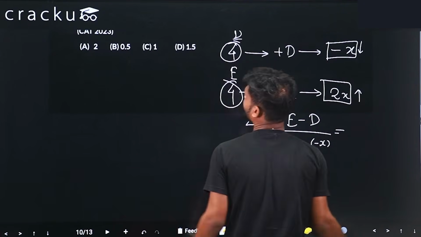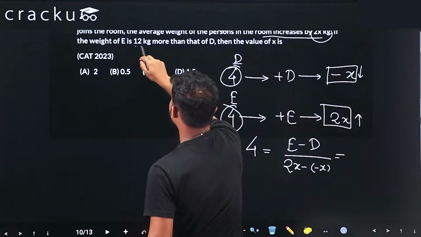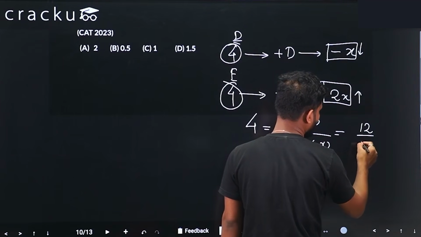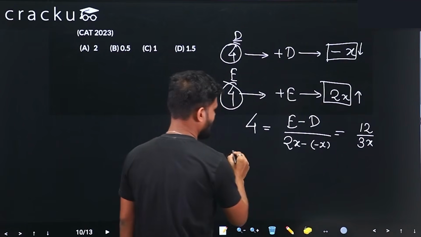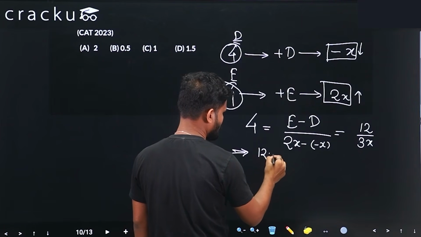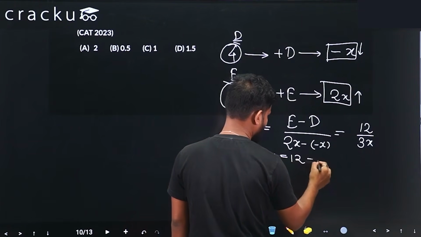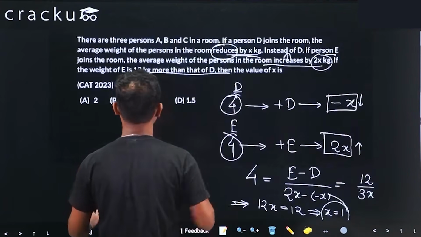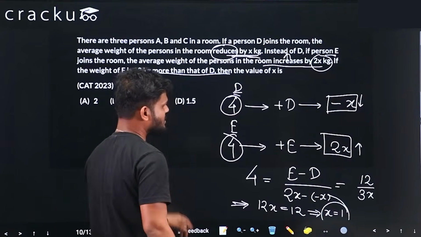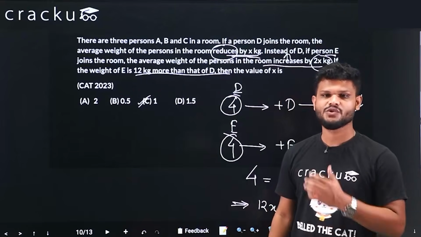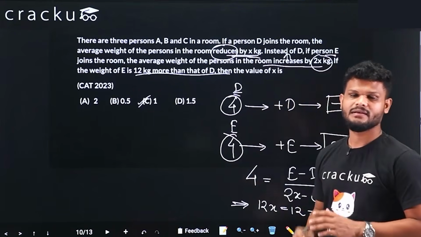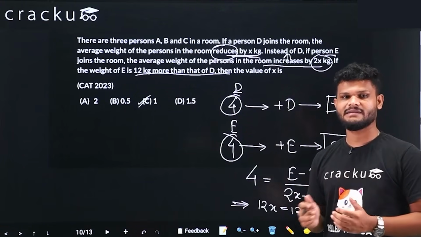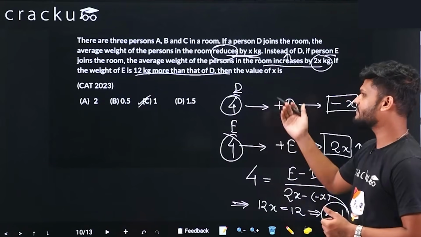So this is given as E is 12 kg more than D. So this is 12 divided by 3x. So from here I can say 12x is equal to 12, or x is equal to 1. What we did here, we just understood that in both scenarios the number of people is the same. So we applied our concept where the number of people is equal to the difference between the total values divided by the difference in the averages, and hence we found the value of x.